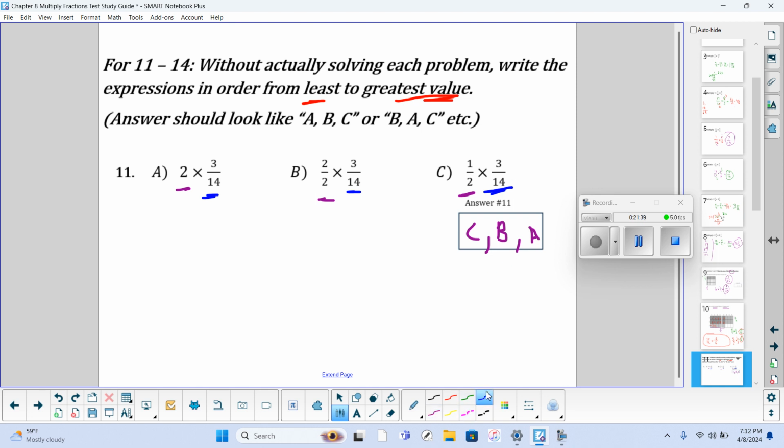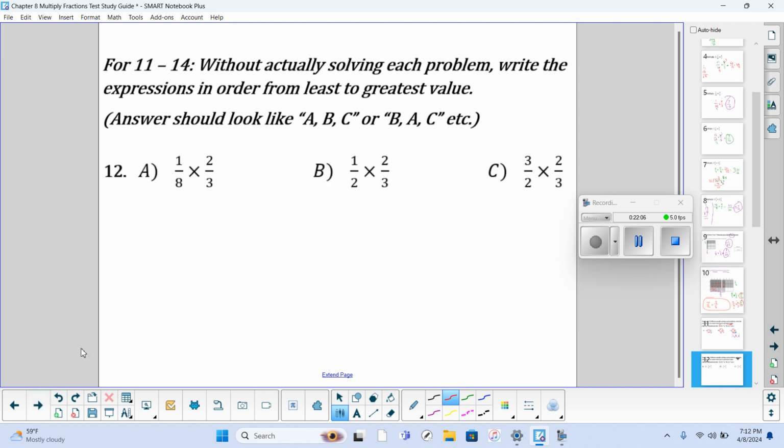Essentially, what you're doing is looking at, and maybe I'll circle them, because 3/14 is common to all of them, what am I multiplying by? Well, I'm really comparing 1/2 to 2 over 2, which is 1, to just 2. So in order, this is smaller than this, which is smaller than that. So CBA is the order.